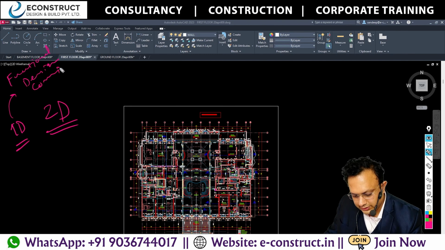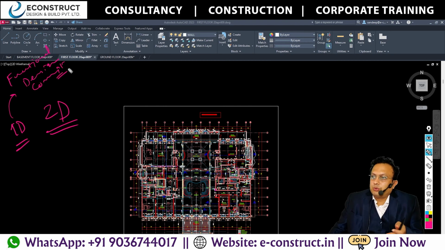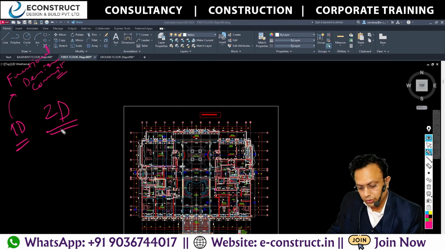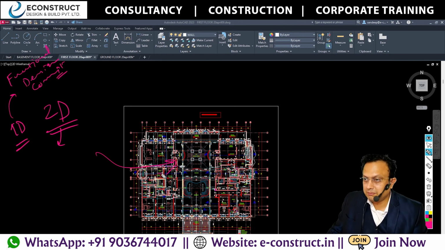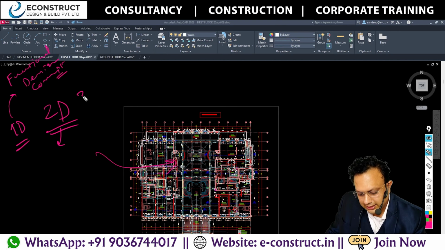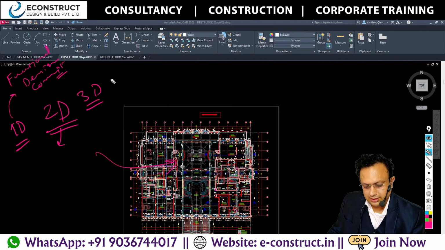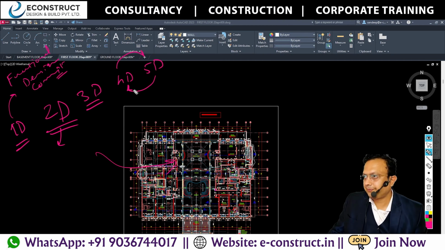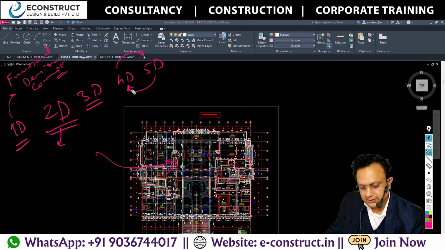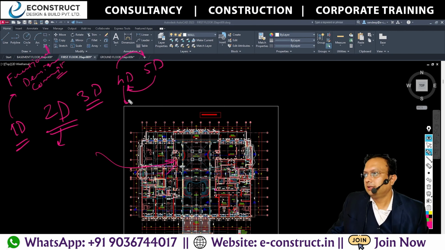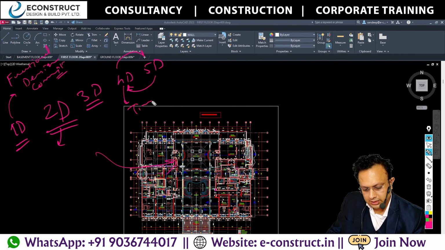What is your concept to start designing this? 2D comes under this kind of plans, but not such elaborate. After that, there is a 3D. How does it look from the other side? Then there is a 4D and 5D. This is always simulations. 4D is the time model, and 5D is the cost model. Then there is a 6D and there is a 7D.